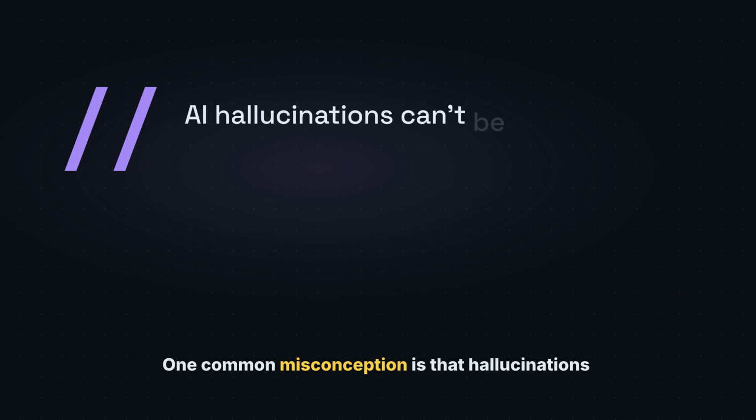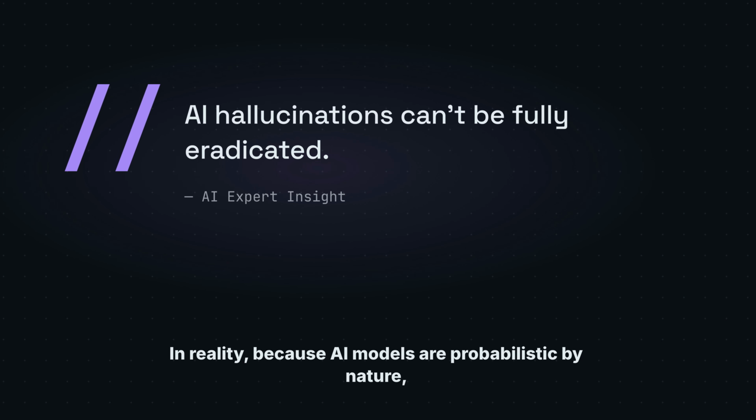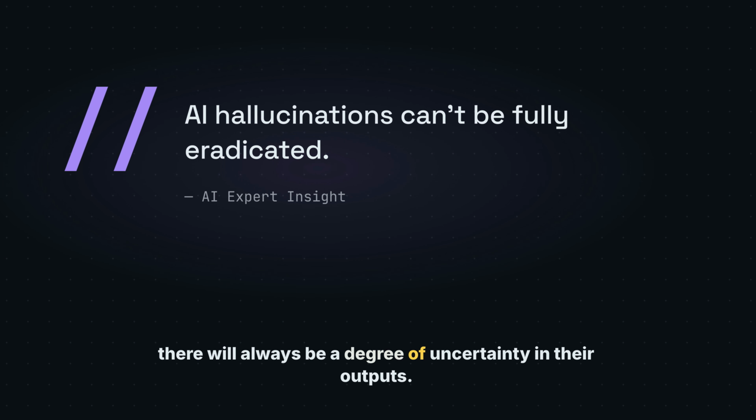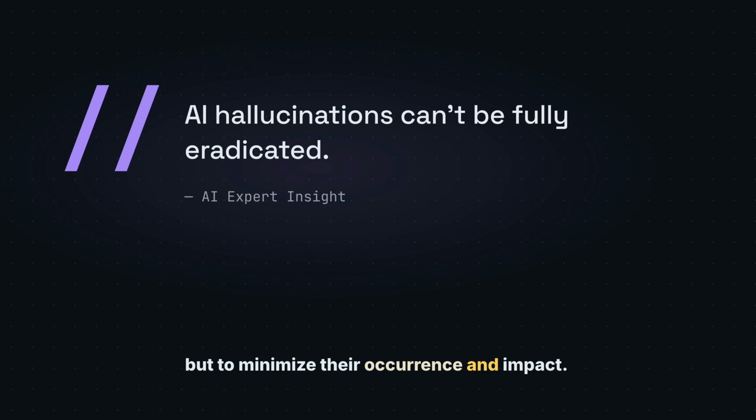One common misconception is that hallucinations are purely technical errors that can be completely eradicated. In reality, because AI models are probabilistic by nature, there will always be a degree of uncertainty in their outputs. The goal is not to eliminate hallucinations entirely, but to minimize their occurrence and impact.